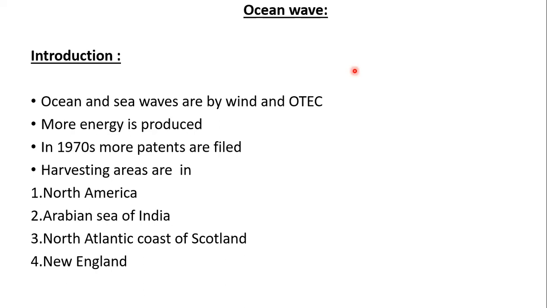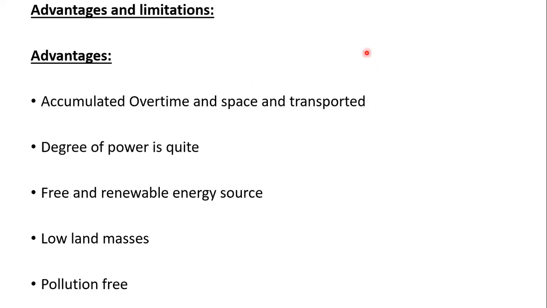This is the introduction to ocean waves, and now we will see the advantages and disadvantages. First, the advantages. The first advantage is that wave energy is accumulated over time and space and transported, which gives it an advantage over wind or solar. This energy is naturally concentrated by accumulation over time and space and transported from the point where it is originally present in the wind.